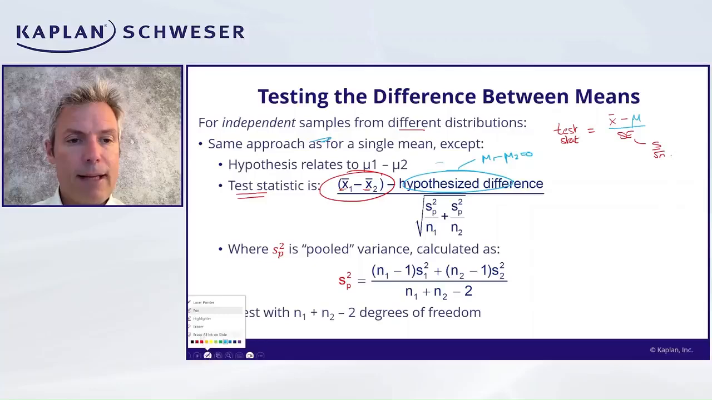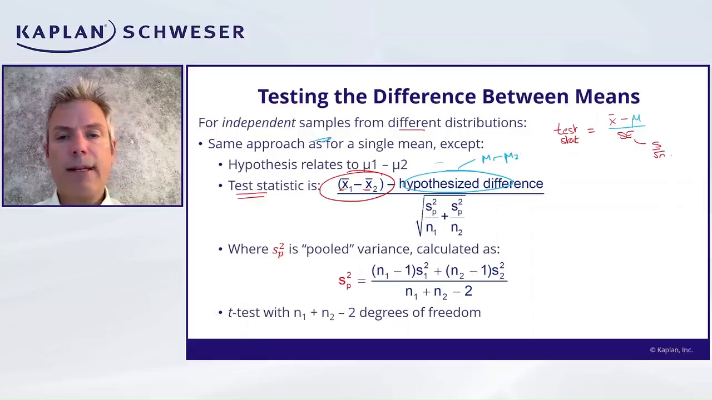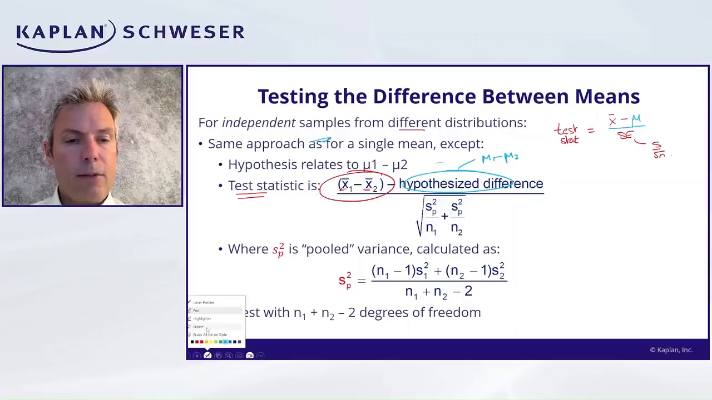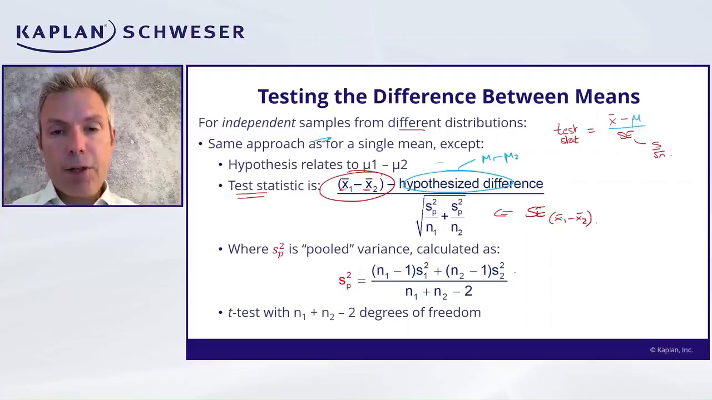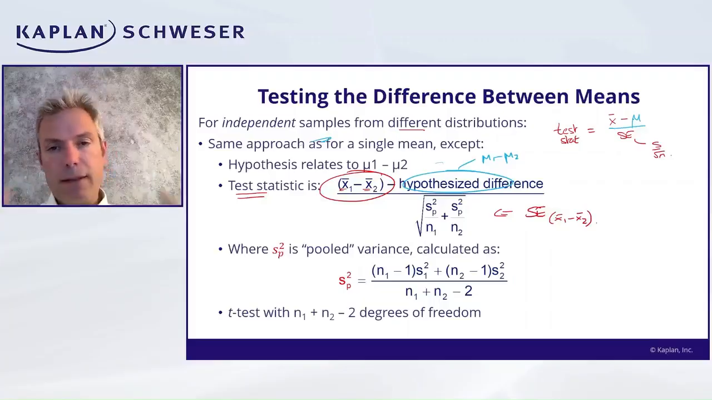But it doesn't have to be that. It's usually the case that we are hypothesizing that the true means are the same. And then underneath, in the denominator here, we have the standard error of x bar 1 minus x bar 2. All right, it's how much standard deviation there is in this difference between means, okay?